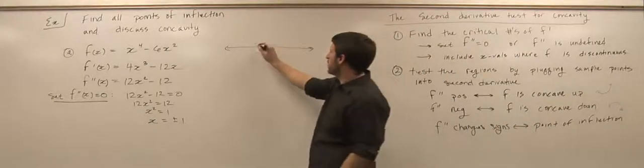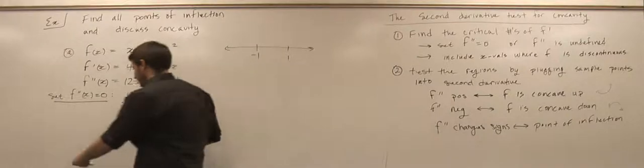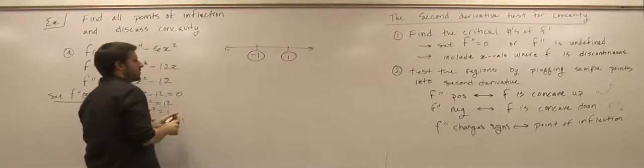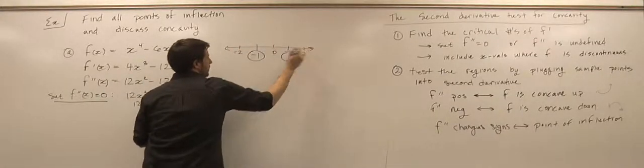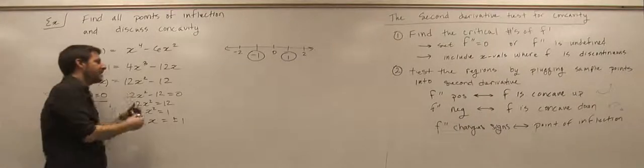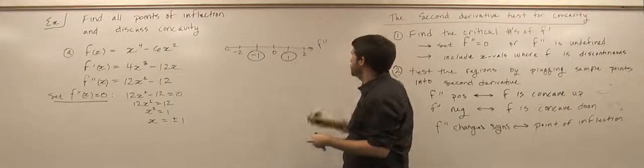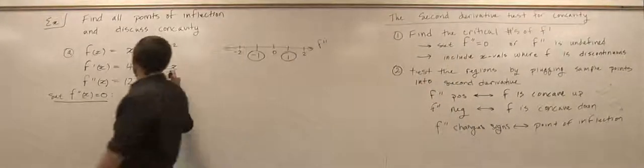So I put a -1, positive 1, and plug in. Yeah, so -2, 0, positive 2. But because I'm testing for concavity, what am I plugging this into? So the double prime. Second derivative. So I put -2 back into my second derivative here.